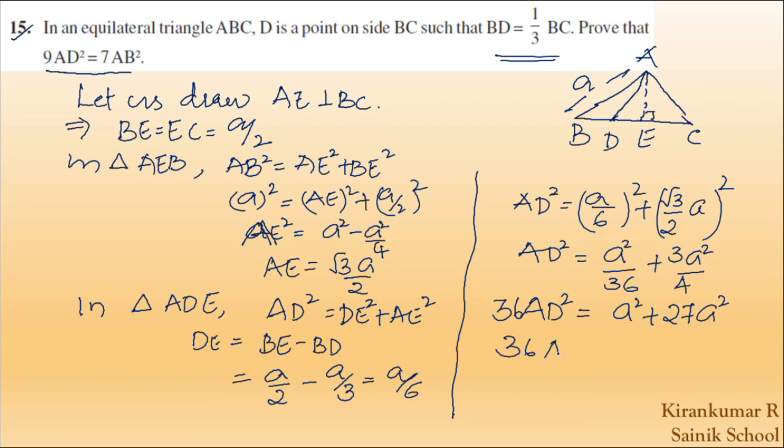So 36 AD square will be equal to 28 times of A square. Divide both sides by 4. We get 9 times of AD square as 7 times of A square. A square is nothing but AB square. Hence proved.